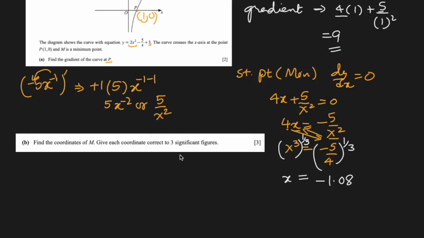What I'm getting here is minus 1.083. These are three significant figures, right? That's the x coordinate of this particular point M.